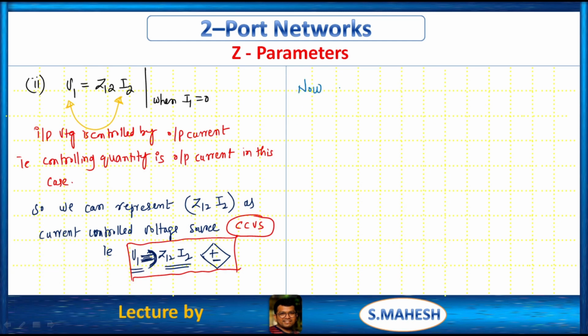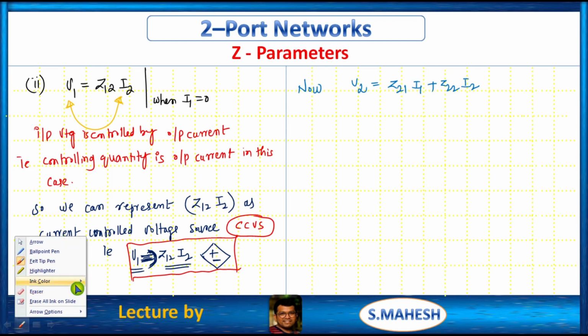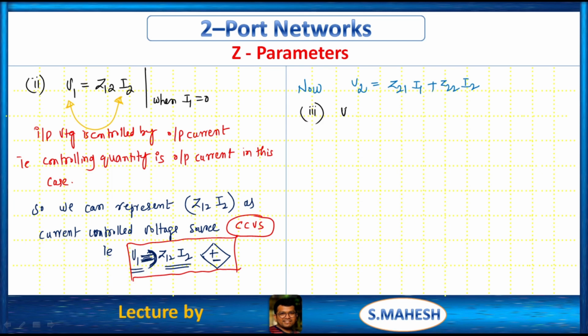Now the second equation is what? V2 is equal to Z21 I1 plus Z22 I2. First we have to consider, let us see, this is the third case, right? V2 is equal to Z21 I1 when I2 is equal to 0.